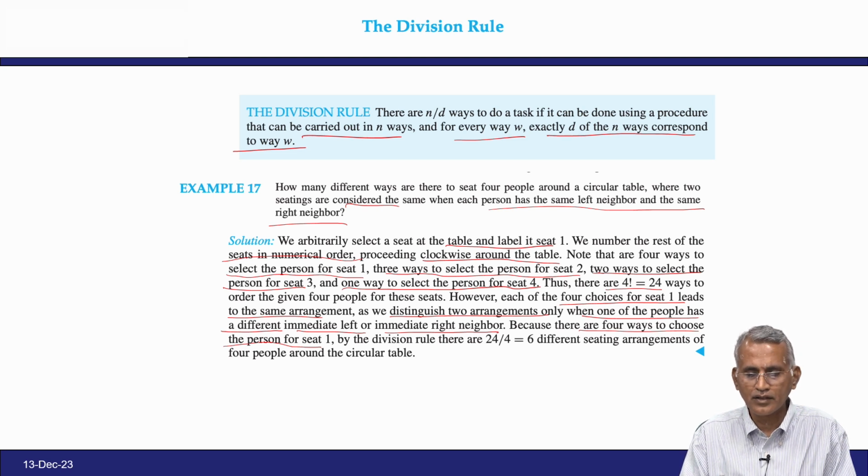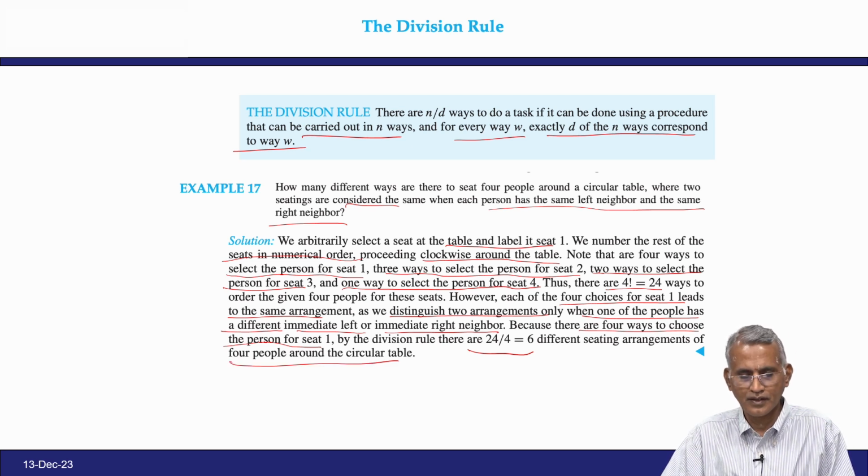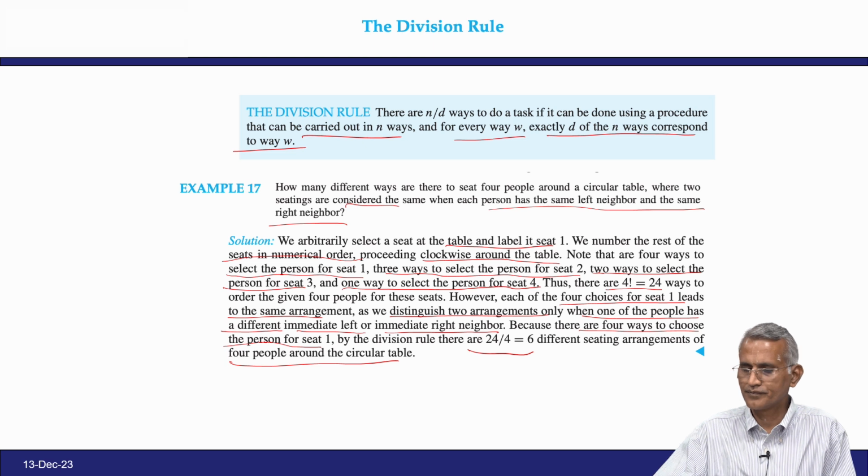Therefore, we have 24 ways to arrange the 4 people divided by the 4 choices of person for seat 1, so 24 divided by 4 equals 6 different seating arrangements of the 4 people around the circular table. This is a way we can find the number of arrangements by dividing one number by another, counting the different seating arrangements of the 4 people around the circular table.